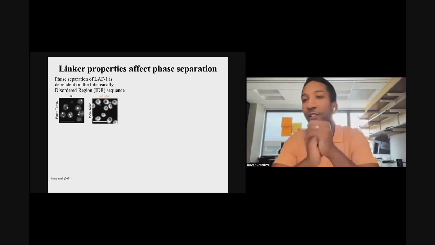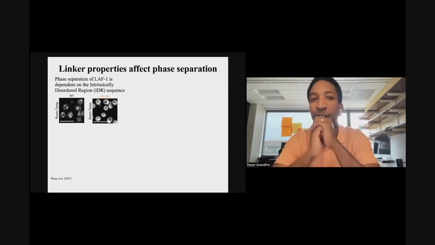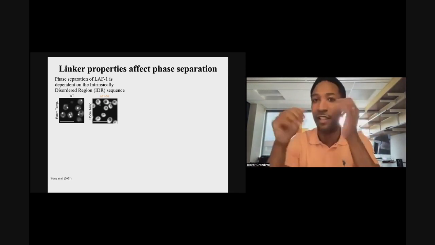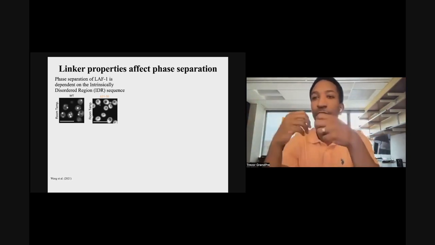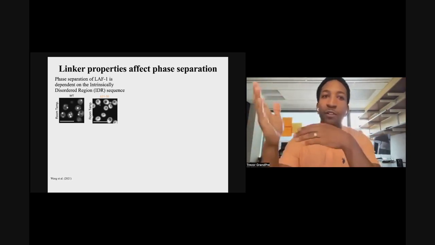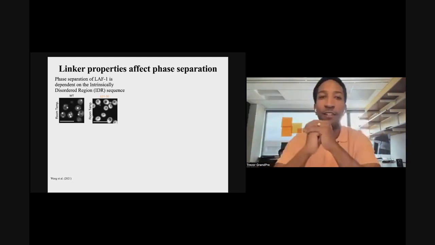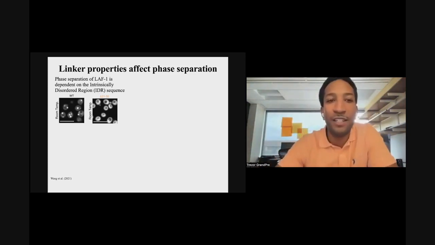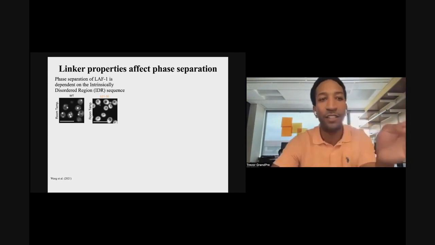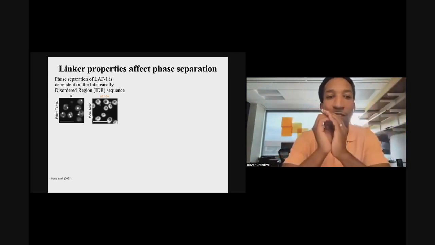So anyway, P granules are within frogs, frog embryos, and they are sex organs, so they're important whether they become sperm or egg in frogs. But the idea here is that this linker length within this LAF1 protein, which is on the left, is the wild type. You see it's concentrated into these bright spots, right?